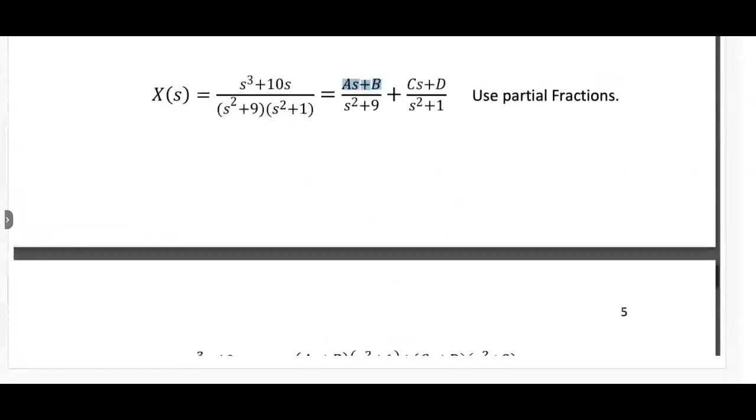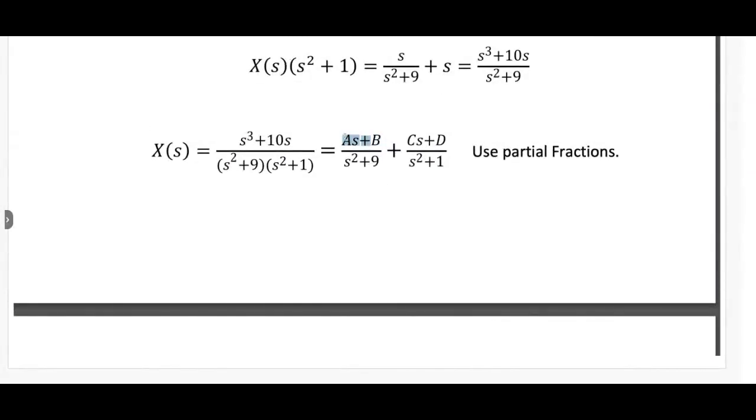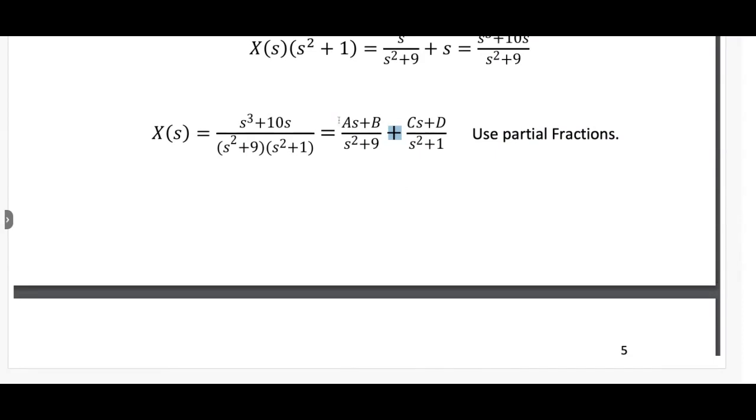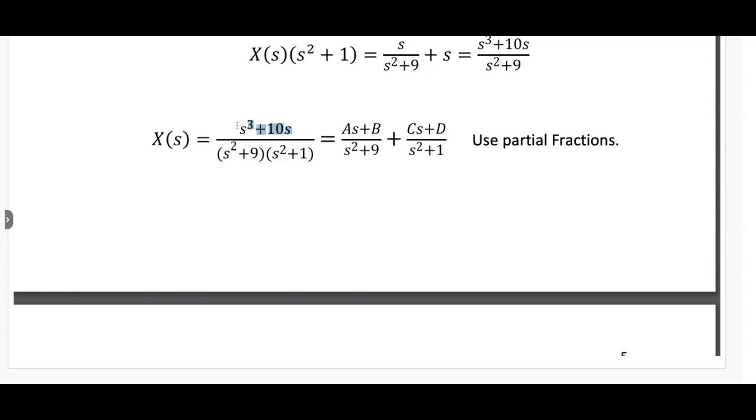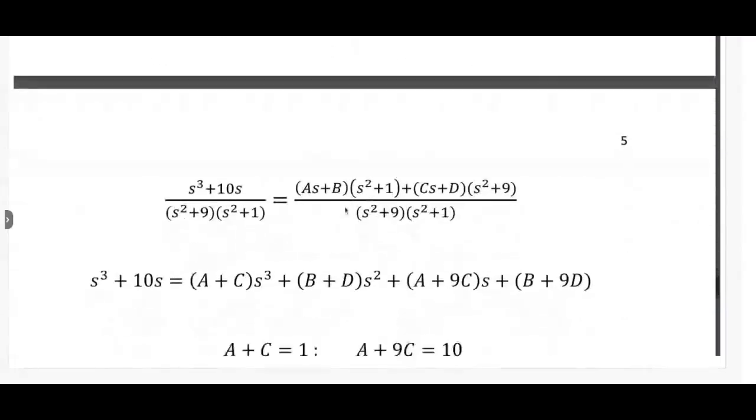Okay, then use the trick again. We see as plus b needs to multiply s squared plus 1 because we need a common denominator. Then cs plus d needs to multiply by s squared plus 9. Then perform the operation of addition, then compare with the other side. Compare the coefficient of s cubed, which is 1. The coefficient of s, which is 10. The constant term is 0.